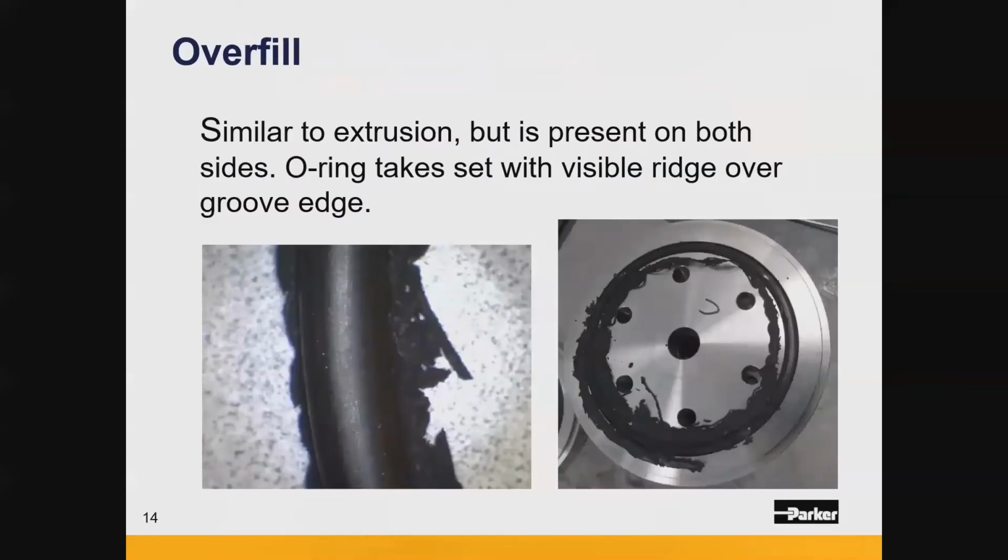So for this next topic here is overfill. And I'll say that overfill has the potential to look very, very similar to extrusion, in that a notable difference would be that you would see it on both sides of the seal. And what overfill is, is when you have too much seal material, seal cross-section, for the groove space that's designed into it. So the O-ring takes a set and has a visible ridge over the edge of the groove, is one way you'd be able to see that. And these pictures are also indicative of what we would expect for overfill.